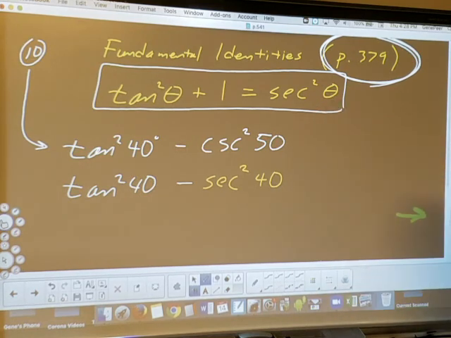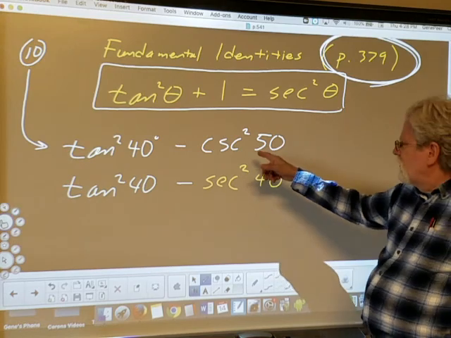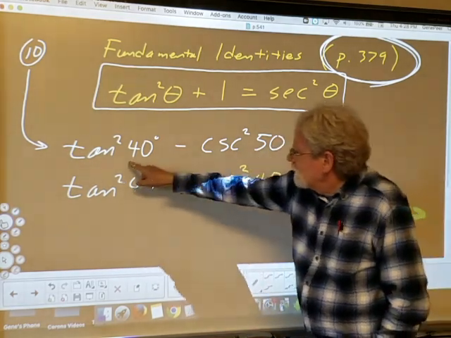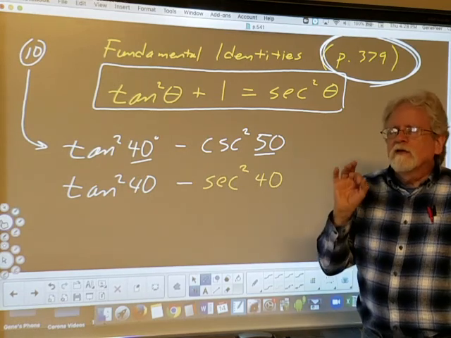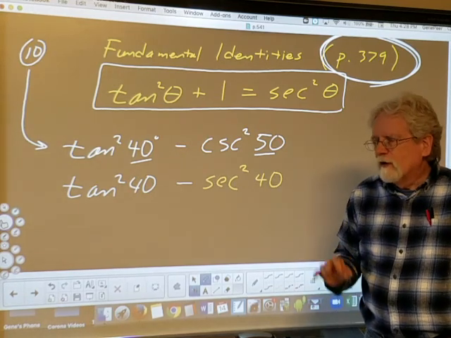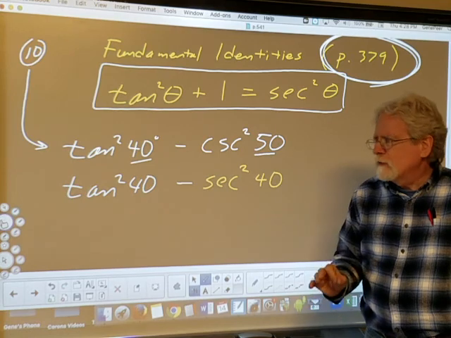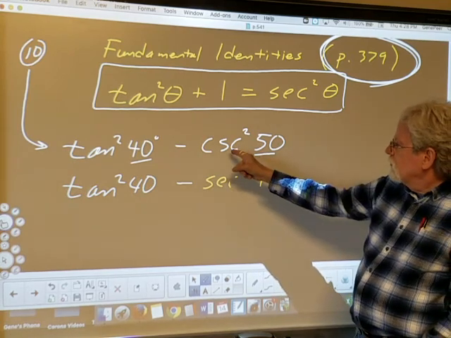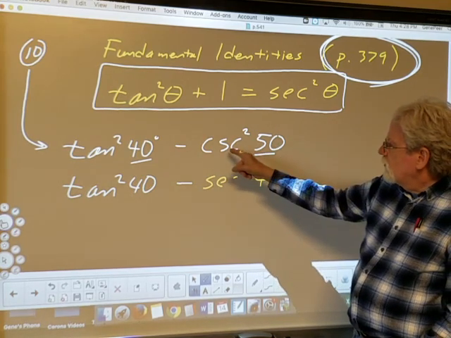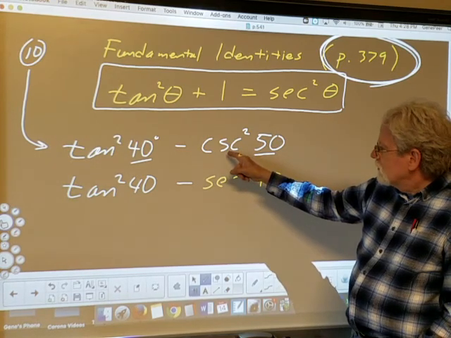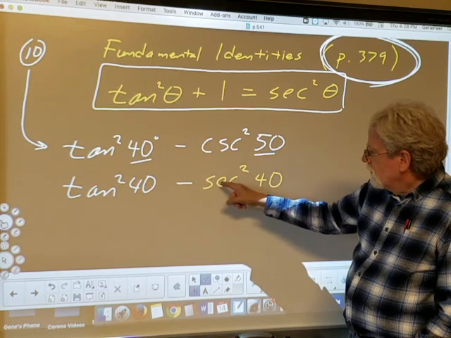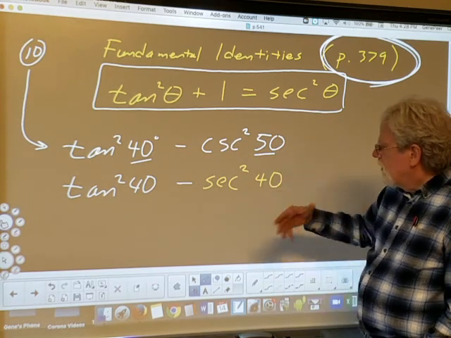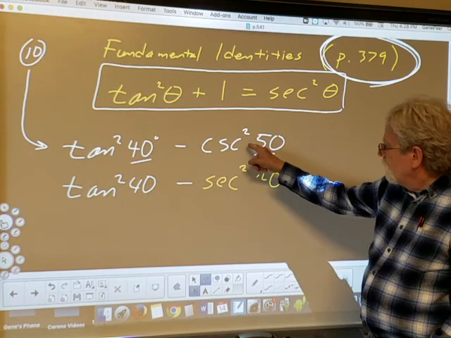What good is that going to do you? Well, what happens if I were to... Well, first of all, let's remember that the angles are different. You say, oh, what are we going to do with that? Well, remember that cofunctions of complementary angles are equal. So let's change cosecant squared of 50 into its cofunction, which would be secant squared of 40. Cofunctions of complementary angles are equal. So I can change this into that.